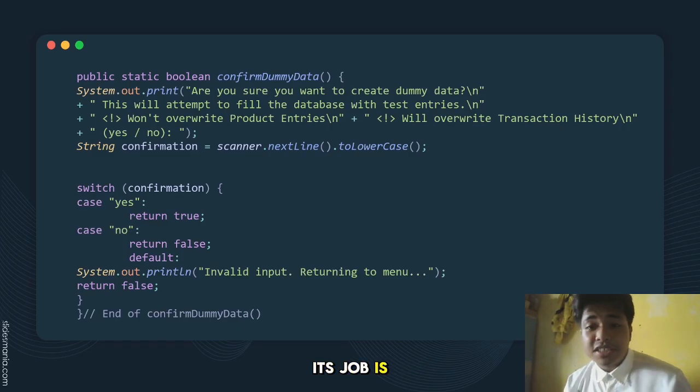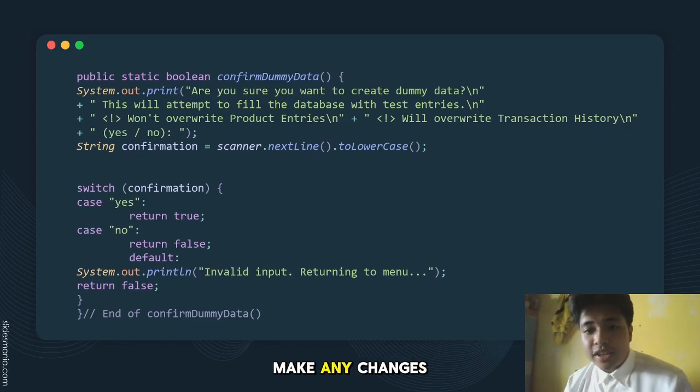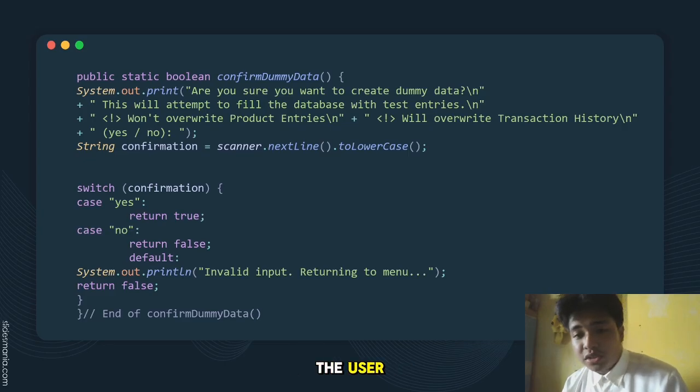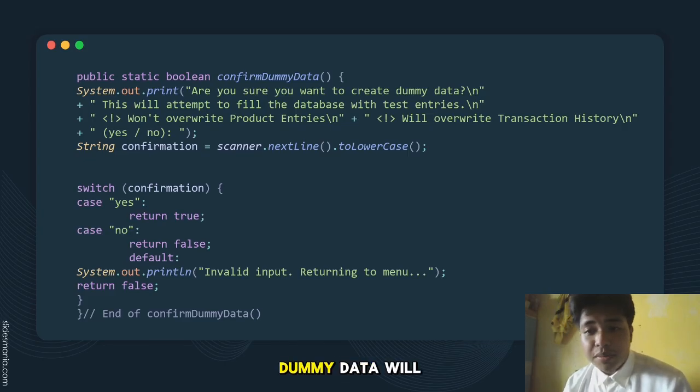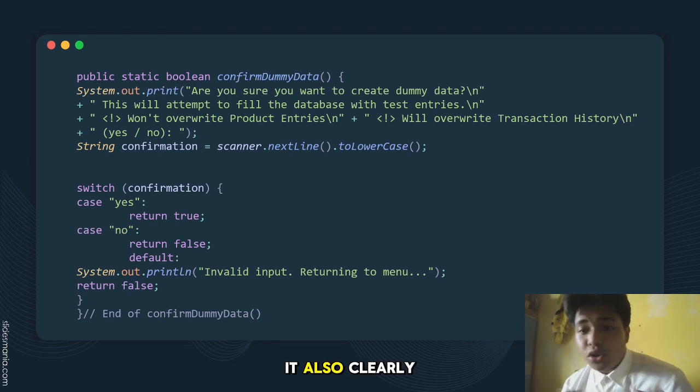Its job is simple. Ask the user if they really want to create dummy data before the system makes any changes. This message is displayed to the user. It warns them that creating dummy data will fill the database with test entries. It also clearly reminds the user that product entries will not be overwritten, but the transaction history will be overwritten.